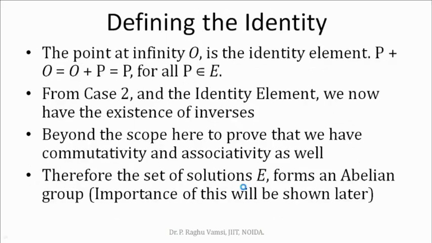So this is what we call case 3. The point at infinity is the identity element. P plus point at infinity is equal to P. Point at infinity plus P is equal to P, the same value. That means if you add the point at infinity, you will get the same value. From case 2 and the identity element, we now have the existence of the inverse. It is beyond the scope here to prove that we have commutativity and associativity as well. Therefore, the set of solutions E forms an abelian group.